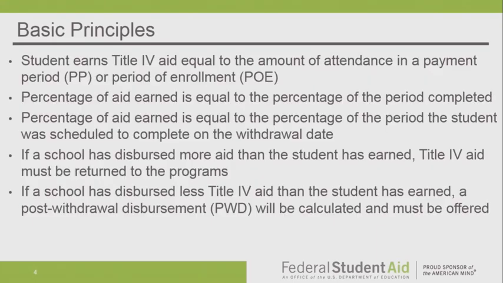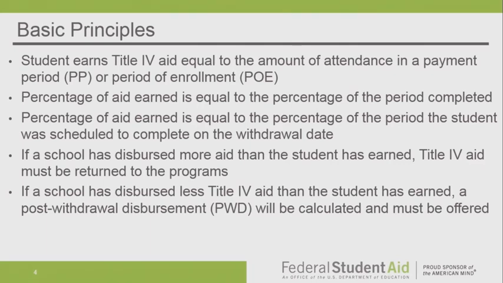And so here are some basic principles that flow from the very fundamental principles I just mentioned. A student earns Title IV aid equal to the amount of attendance that he or she completes in a payment period or period of enrollment. And you'll see these acronyms, payment period, PP, and period of enrollment, POE, throughout the presentation. The percentage of aid earned is equal to the percentage completed. Percentage of aid earned is equal to the percentage of the period the student was scheduled to complete as of the withdrawal date for clock hour programs.